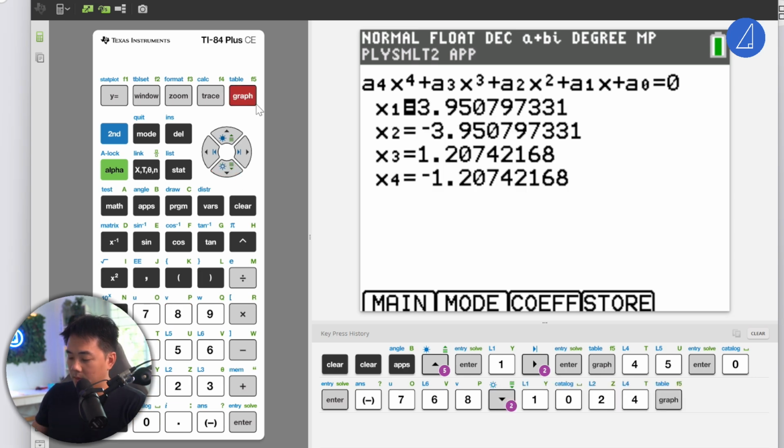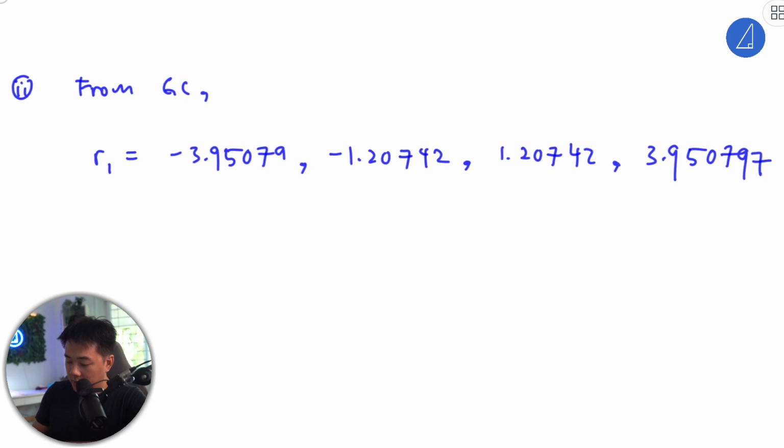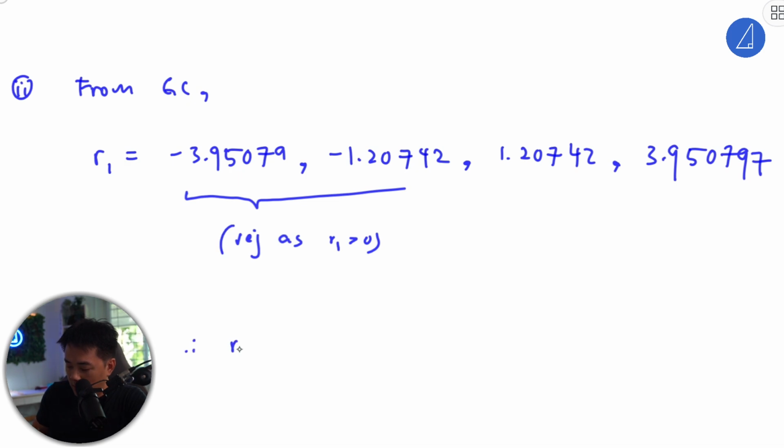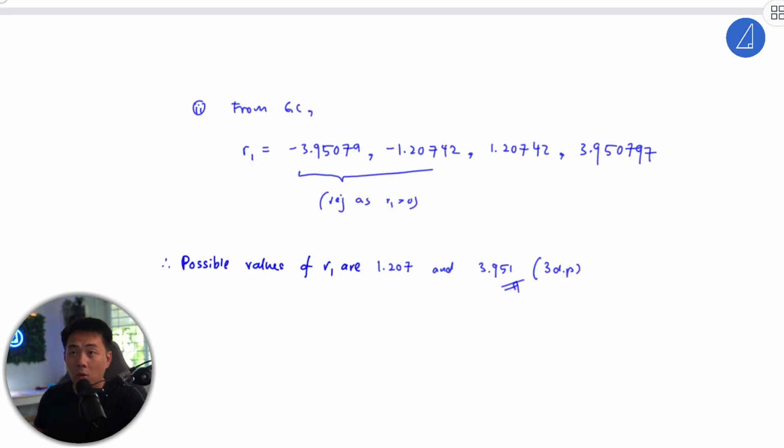I just solve it. Okay, so there you go. These are the values that we have. So you reject these both. Reject as r1 is bigger than 0. So hence r1, they need in three decimal places. So I'm going to write 1.207 and 3.951, 3 dp. Great.